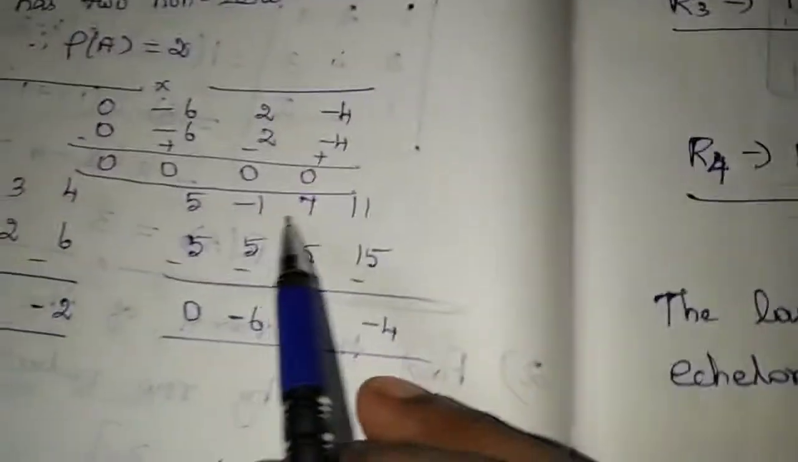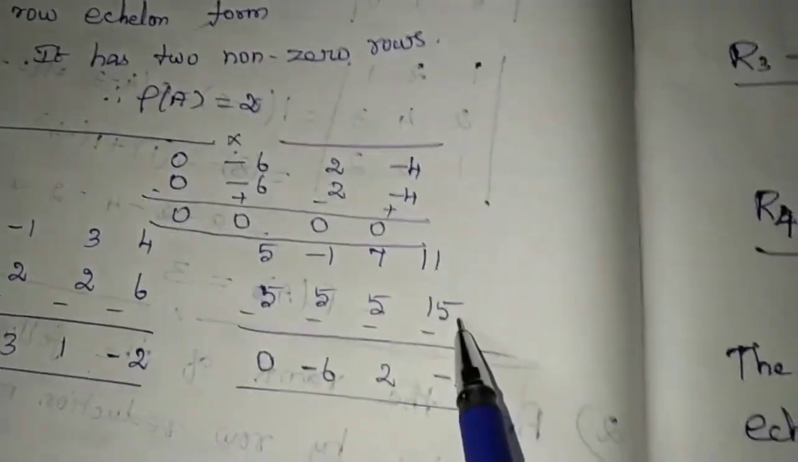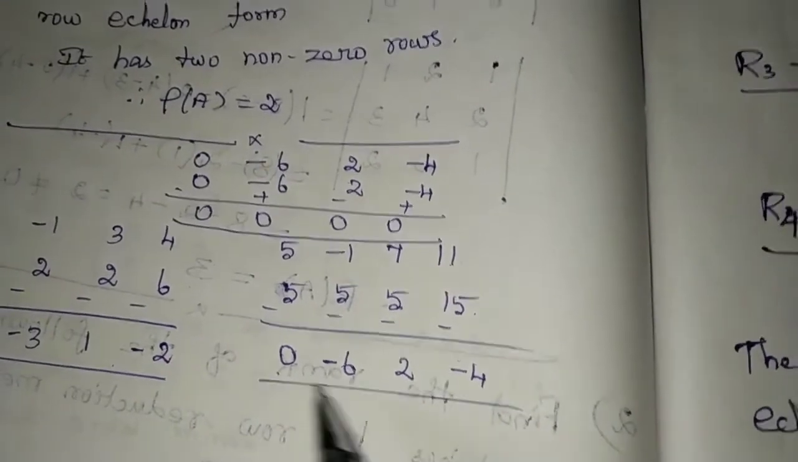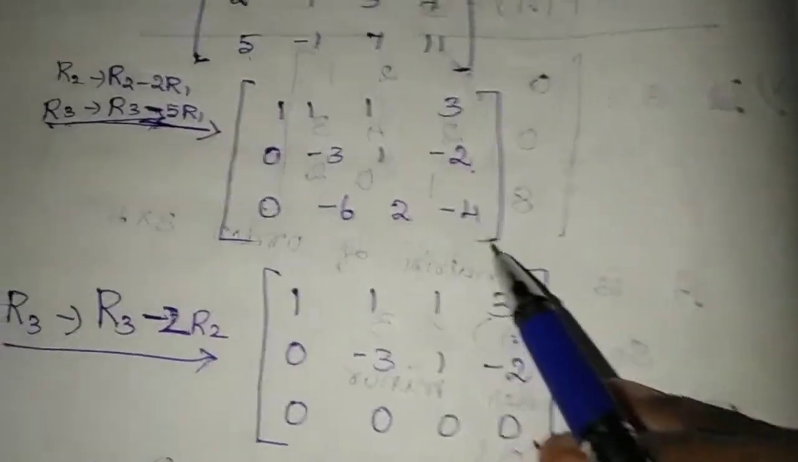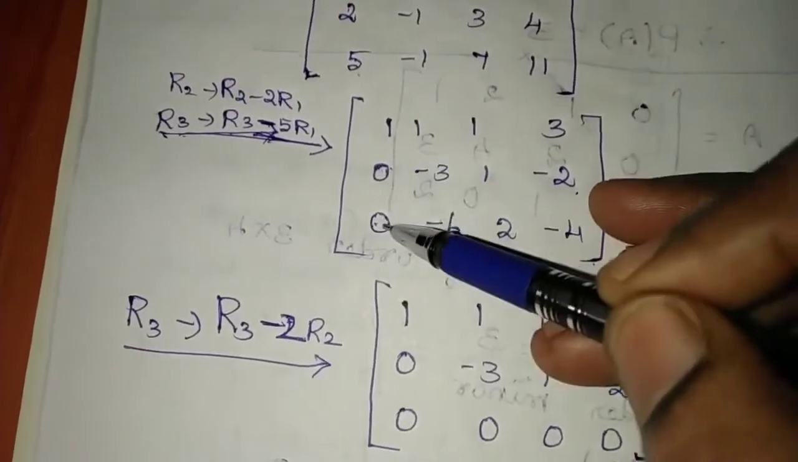R3 value. R1 multiplied by 5 and subtract the values, we get 0 minus 6, 2 minus 4. Okay, now we get 0 in these places.